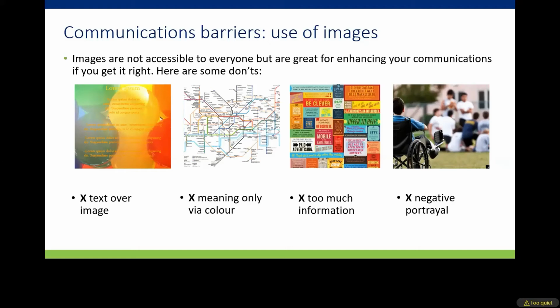The second image is of a tube map. So if we think about where the meaning is only colour, we just spoke about that, about colour blindness. If you're telling somebody to go on the green line or the brown line, what happens if they can't see that colour?